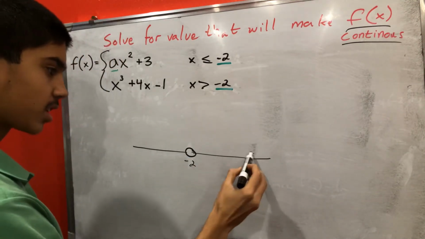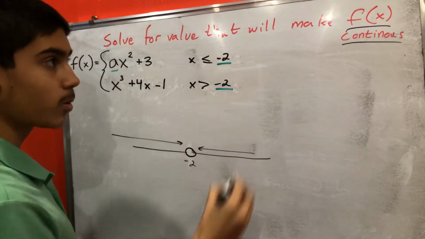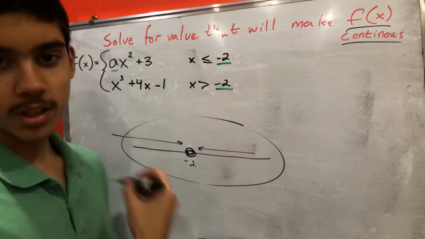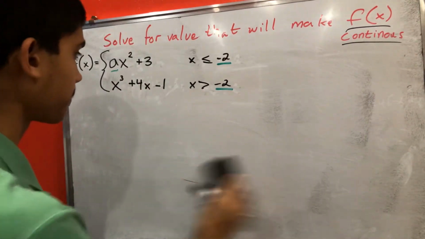So since -2 is the difference, we're going to test this at -2. We're going to test the right limit from -2, the left limit from -2, and the value of the function at -2. And if they're all equal, then we can say that the function is continuous. So let's quickly show our work for that.